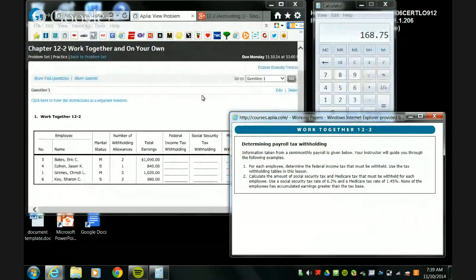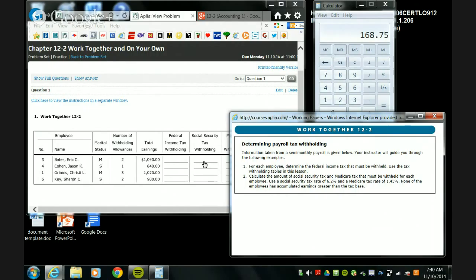Okay, 12.2, determining payroll tax withholding. So essentially what we're figuring out here is the amount of money that is taken out of everybody's paycheck, for those of you guys that have jobs. In order to do this particular problem, you guys are going to need to get familiar with the tax tables that are on page 347 and 348 in your book. So make sure when you're doing 12.2 that you've got your book close by there.